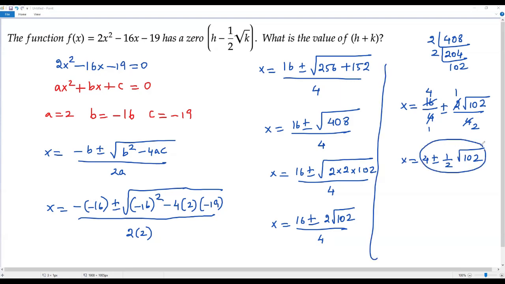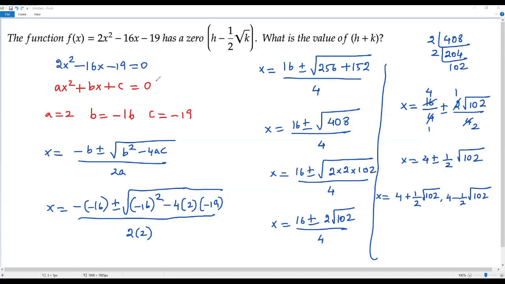There are two zeros here. One zero is written for the plus sign and the other for the minus sign. Then x equals 4 plus 1/2 times the square root of 102, comma, 4 minus 1/2 times the square root of 102.